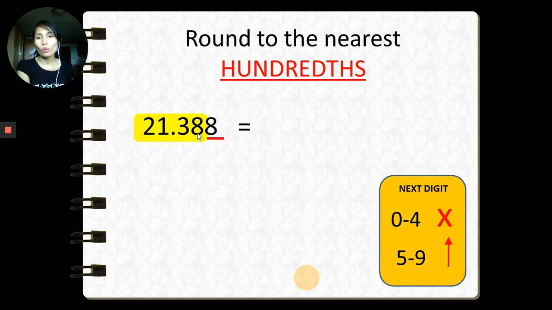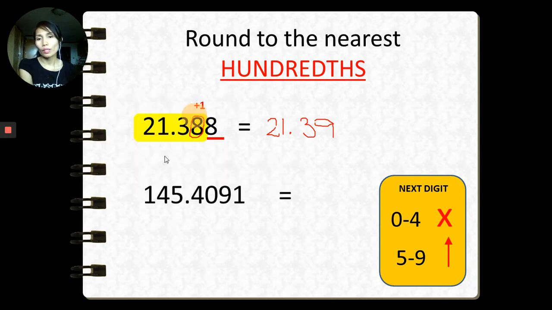So are we going to round up or down? According to the next digit, we should round up because 8 means round up. 5, 6, 7, 8. So we will add 1 to the 8. So the answer here is 21.39. Okay, that becomes 9 because we added 1.